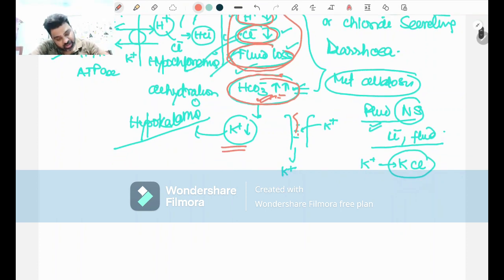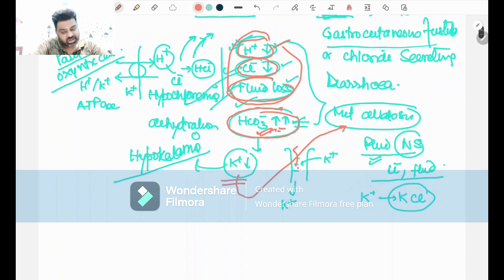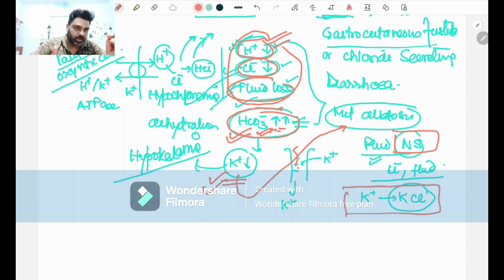And as we have already seen, hypokalemia causes metabolic alkalosis, so there are three reasons why we have metabolic alkalosis. First is the loss of H plus, second the relative increase in bicarbonate, and third hypokalemia. So for treatment, we will give normal saline to replenish the chloride and the fluid, and to replenish the potassium, we will give potassium chloride.